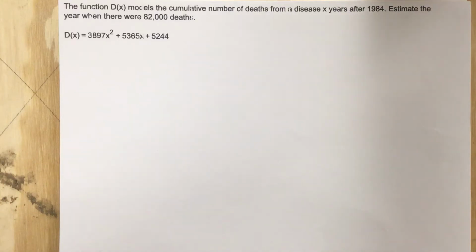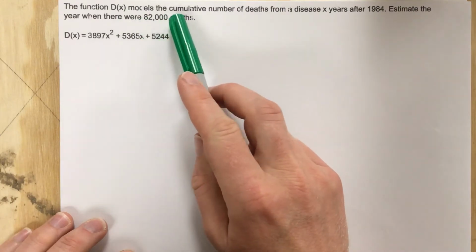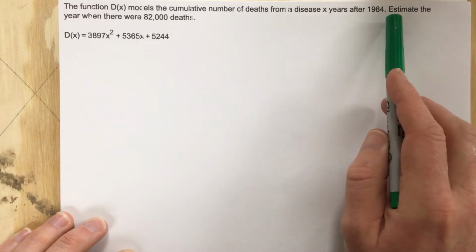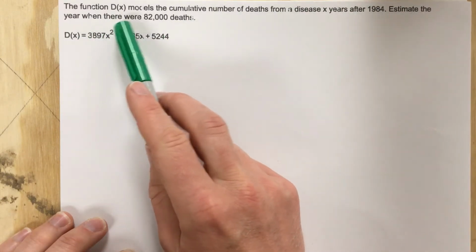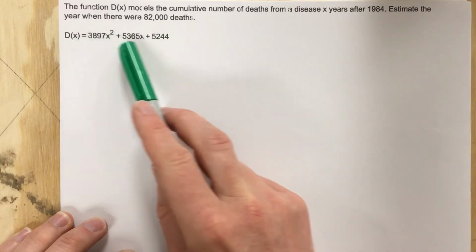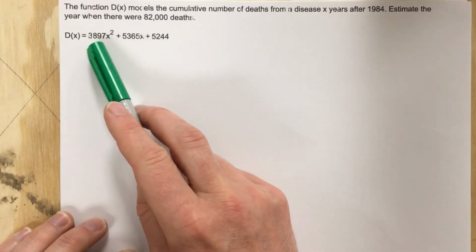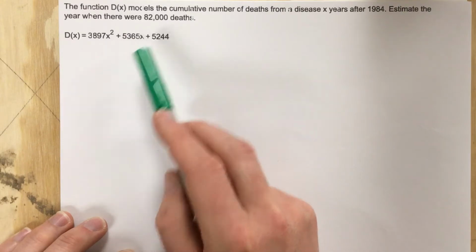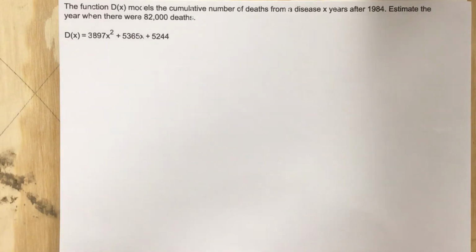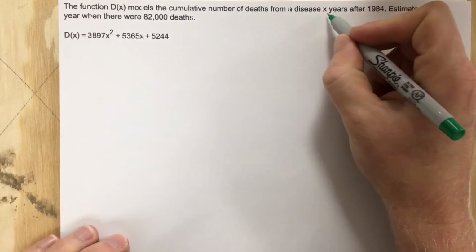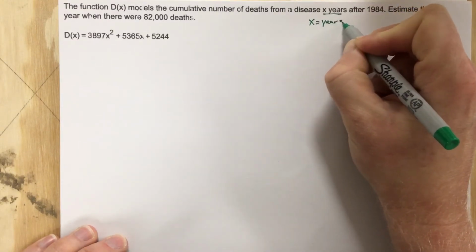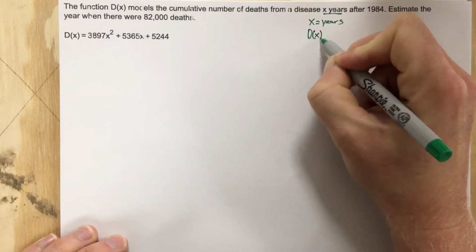This is problem number 2 for assessment number 6. In this problem it says the function d of x models a cumulative number of deaths from a disease x years after 1984. Estimate the year when there were 82,000 deaths. And they give you the function d of x equals 3,897 x squared plus 5,365 x plus 5,244. Now they tell us that x is the years, so x is years, and d of x then is deaths.